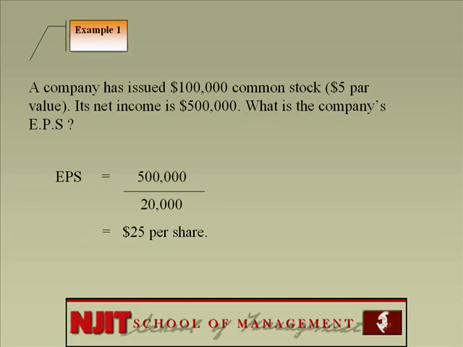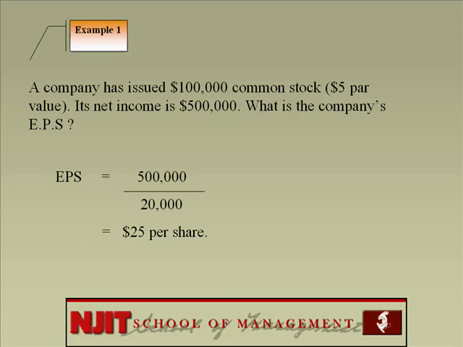That's 20,000 common stock. So you divide the profit, 500,000, by the number of shares, 20,000, and the earnings per share is $25. This means that on each share of common stock, the company made a profit, or the company earned $25.